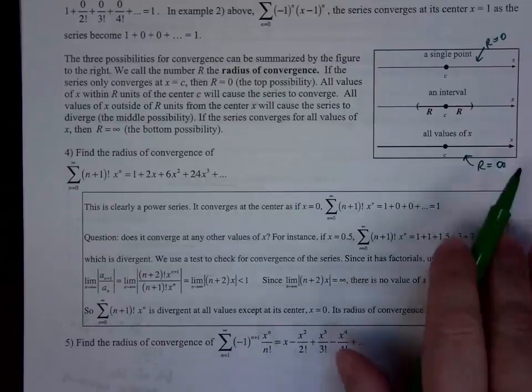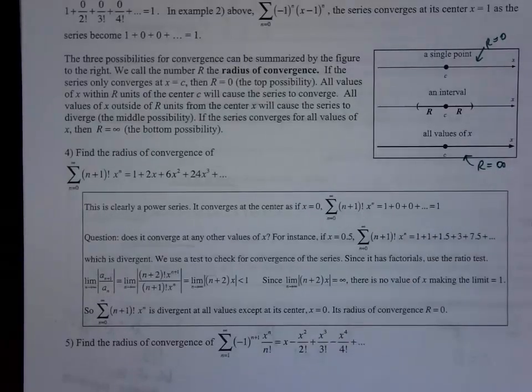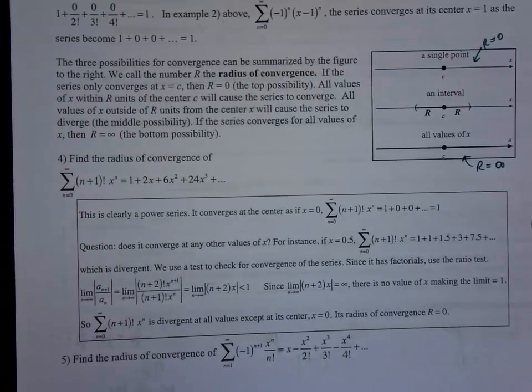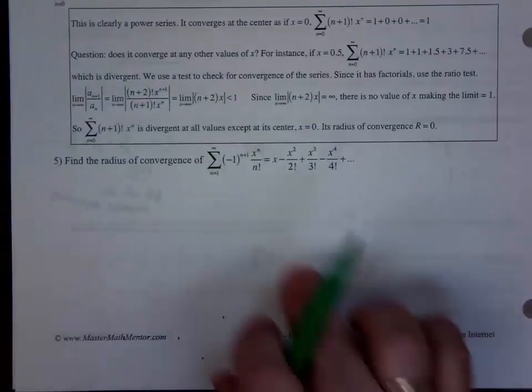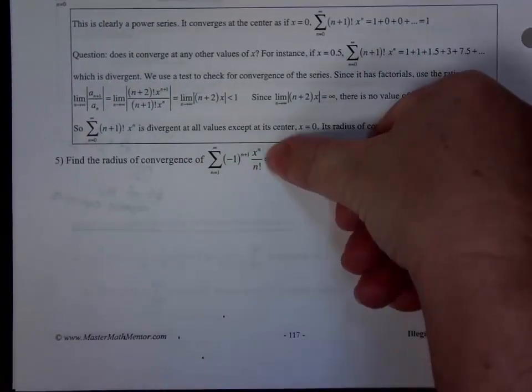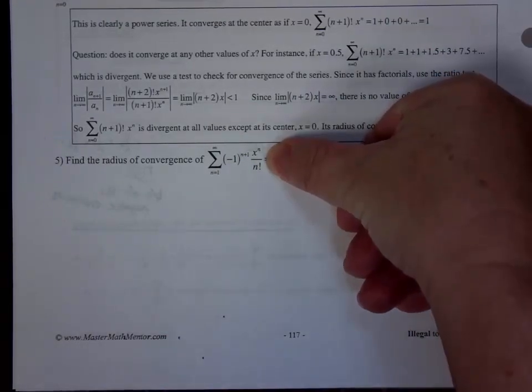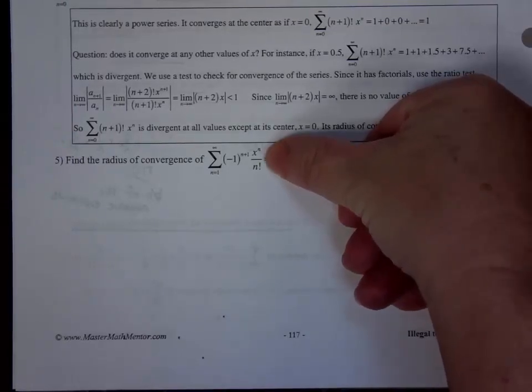And the radius of convergence here means it's going out forever in both directions. Okay? I'll show you samples of these and what they look like. So, number 5 asks you to find the radius of convergence for this series right there, okay? Now, I've noticed that in these notes he tends to write out the series, and I don't think that's very helpful. I think it's better just to look at the term itself, okay?